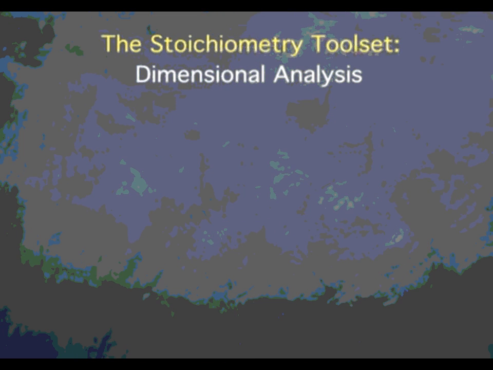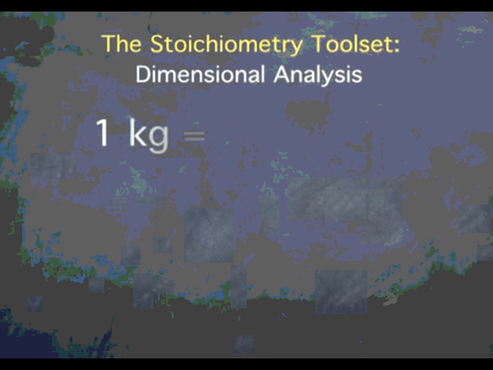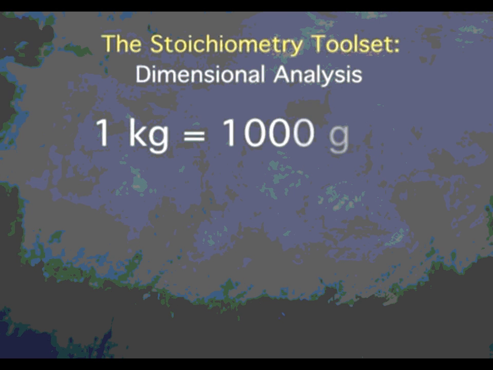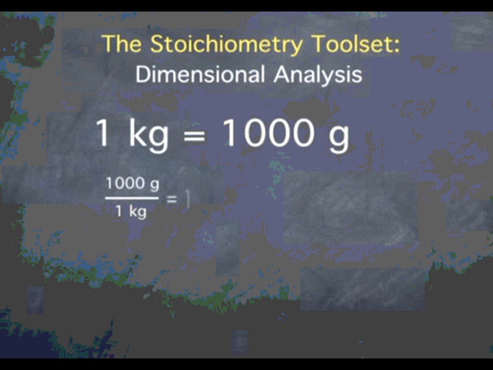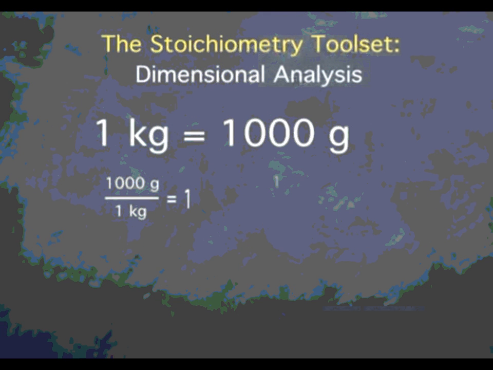Let's say we have the definition: 1 kilogram is equal to 1,000 grams. We can take this definition and form a ratio. 1,000 grams over 1 kilogram is equal to 1. And the inverse of that, 1 kilogram over 1,000 grams is equal to 1.